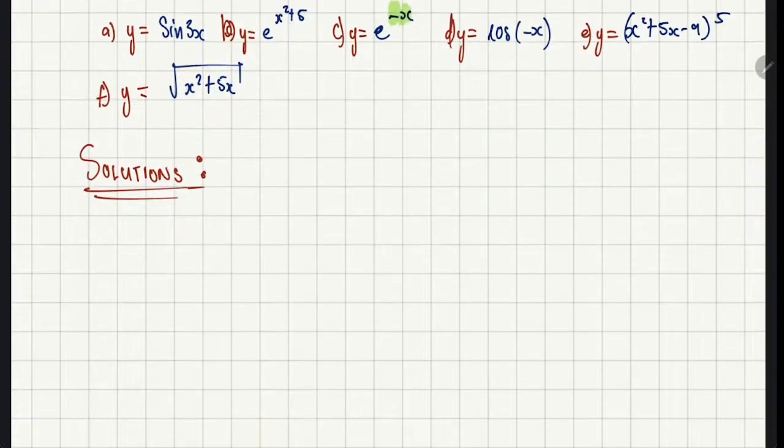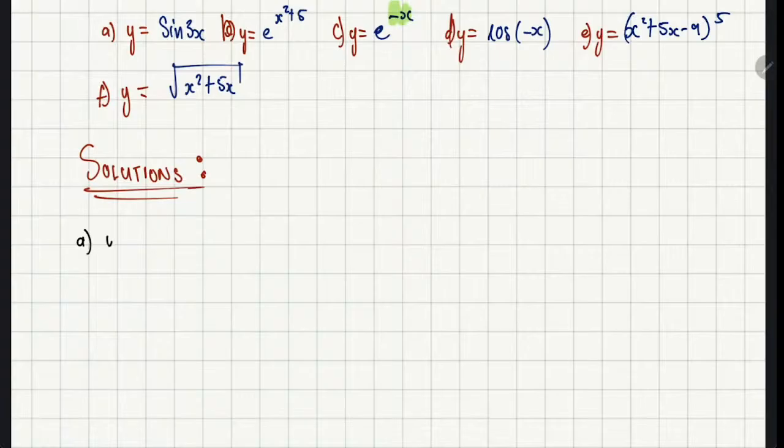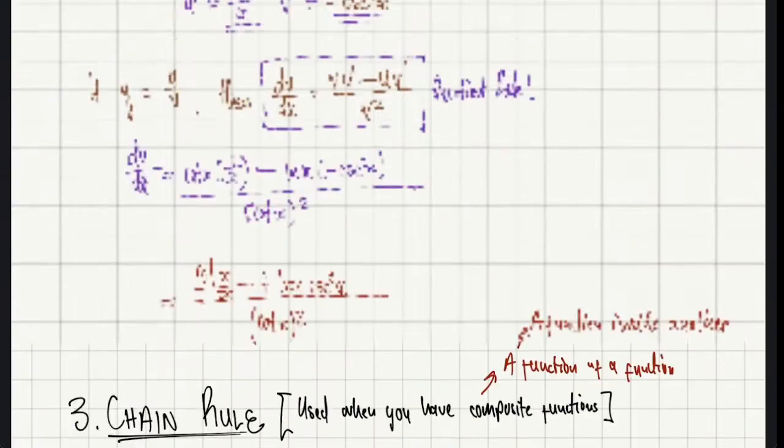So now we start with the solutions. Let's do them fast. y is equal to sine 3x. So the issue is not really the chain rule. The issue is, please be able to quickly see when you have a composite function. That's the one that's coming in the exam 99% of the times.